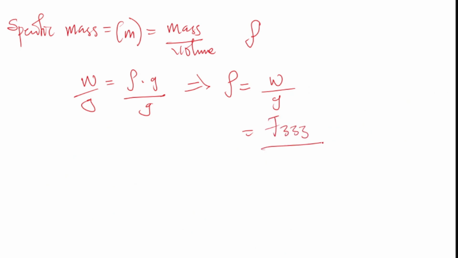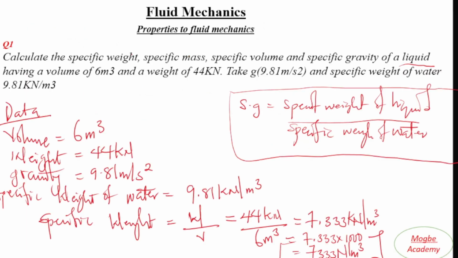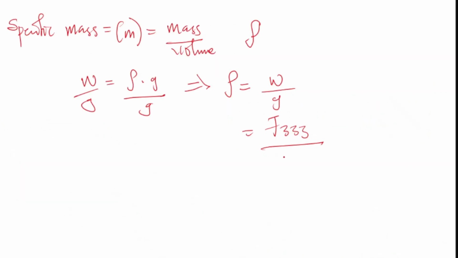7.333 divided by acceleration due to gravity, which was given to us in our question. And what is it? Acceleration due to gravity is basically 9.81 meter per second square. So you come down to your question and you impute the value for acceleration due to gravity. Here you now have Newton per meter cube. Don't forget putting the values.